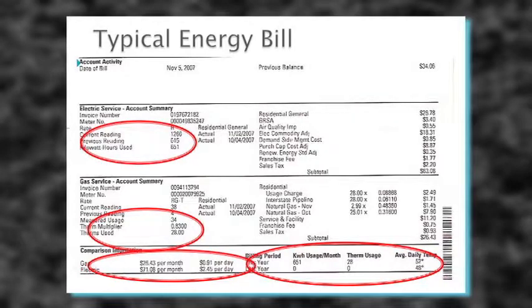On this utility bill, you'll notice under electrical service, and if you have your own utility bill in front of you, take a look at that, you'll notice that we have a previous reading and a current reading. We take the current reading, we subtract the previous reading, and that gives us the amount of either kilowatt hours or therms that were used between the two readings. We also have a cost.